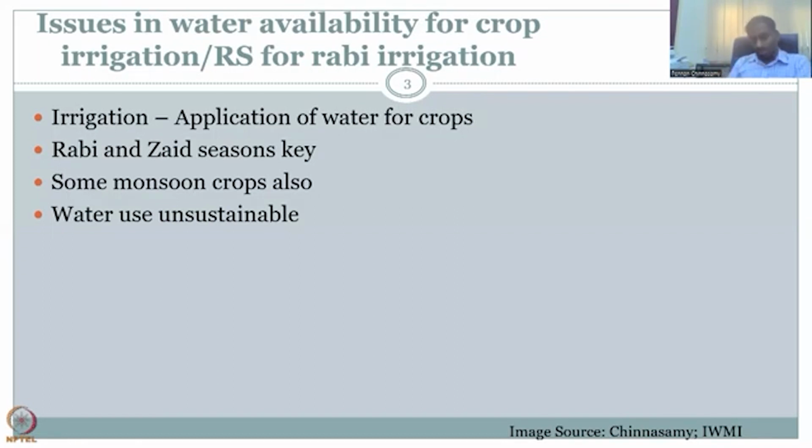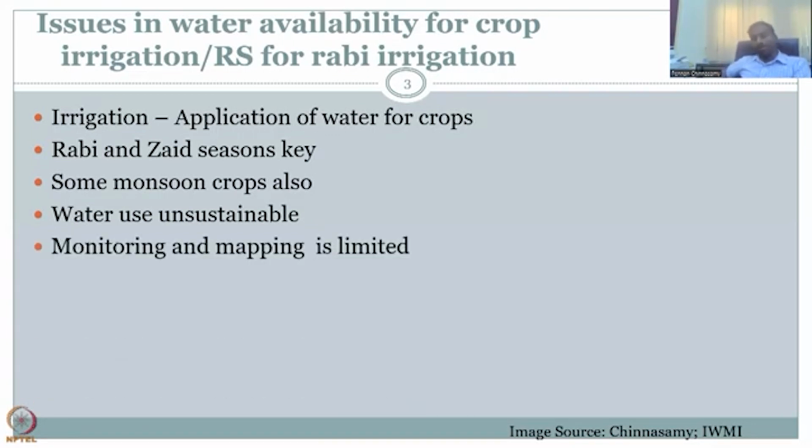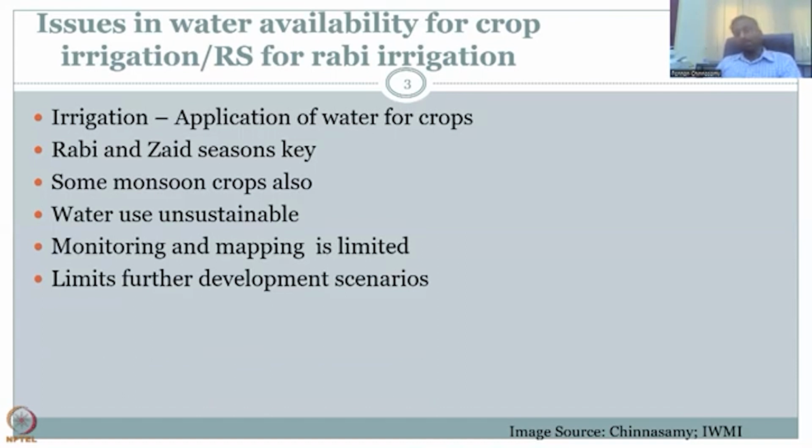But is it sustainable is the question, because a lot of water is used at unsustainable rates. Monitoring and mapping of the water resources is limited. The land under agriculture is limited. And without knowing this, it is very hard to manage the water. We know that it is unsustainable because suddenly it has grown from a food importer to a food exporter. So there is a considerable amount of change in the food part, and that cannot come naturally. It has to come through water application. So water is tight, and let's see how things move. So it limits further development scenarios.